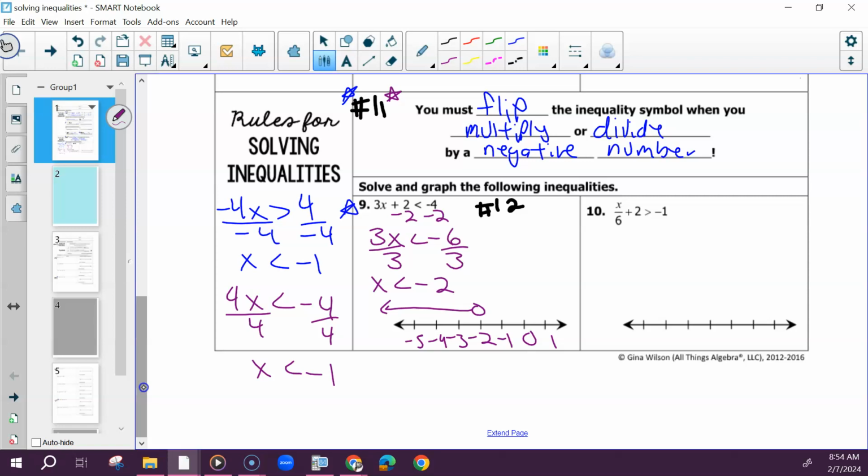Let's start the next one. How would we solve that? We have x over 6 is greater than negative 3. And then to get rid of 6, multiply by 6. If this fraction or the 6 was negative, we would be changing the sign. But because it's not, we're not. So x is greater than negative 18. Go ahead and fill up your graph.